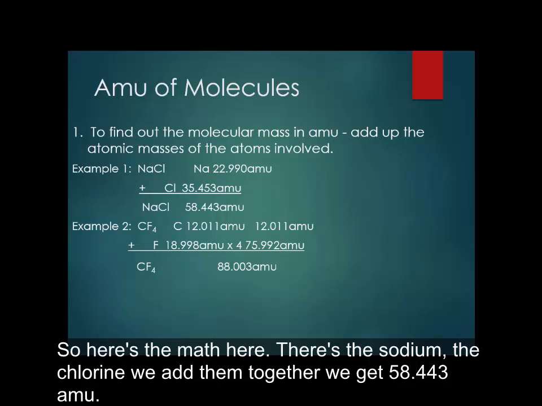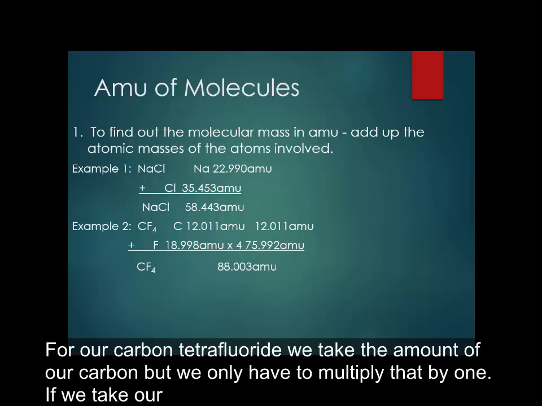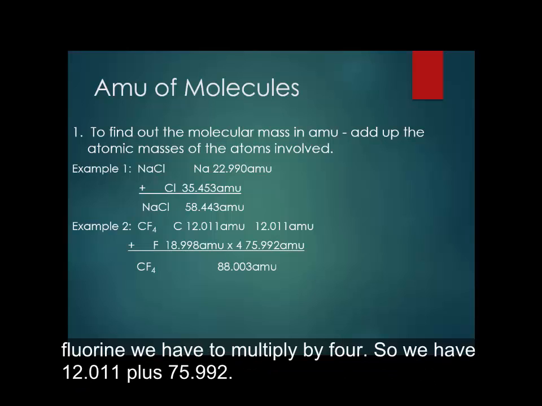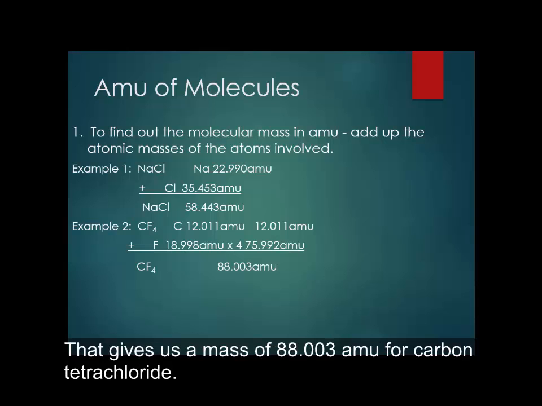So here's the math. There's the sodium, the chlorine. We add them together. We get 58.443 AMU. For our carbon tetrafluoride, we take the mass of our carbon, but we only have to multiply that by 1. If we take our fluorine, we have to multiply by 4. So we're going to have 12.011 plus 75.992. That gives us a mass of 88.003 AMU for carbon tetrafluoride.